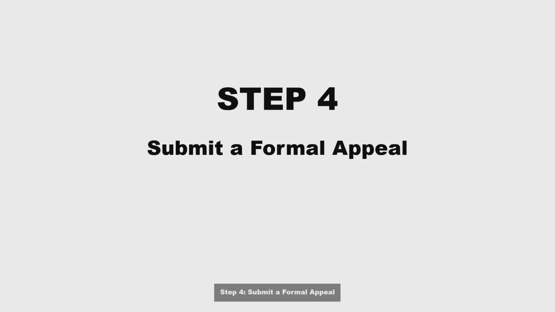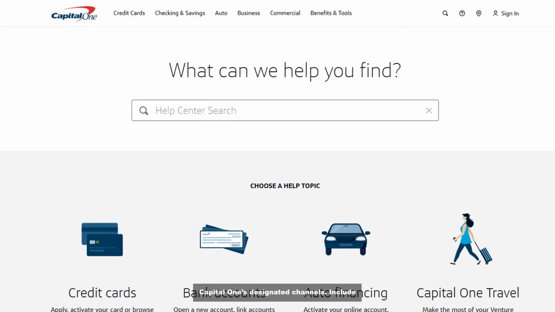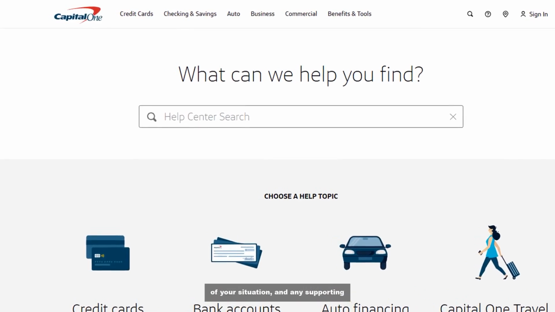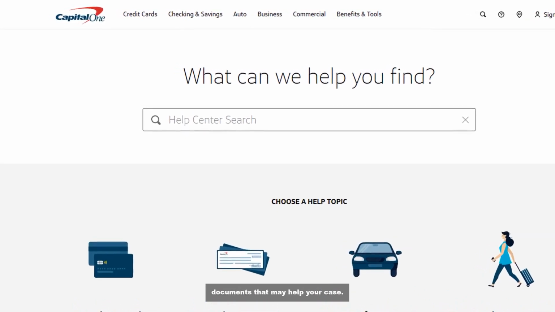Step 4. Submit a formal appeal. If necessary, submit a formal appeal through Capital One's designated channels. Include all gathered information, a clear explanation of your situation, and any supporting documents that may help your case.